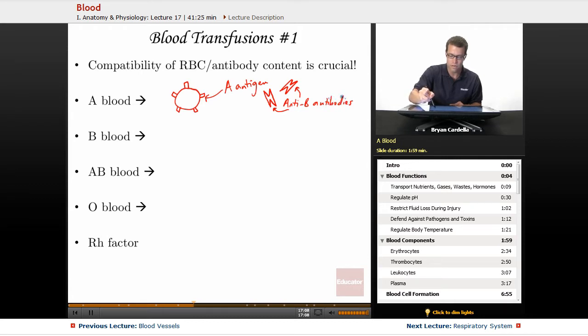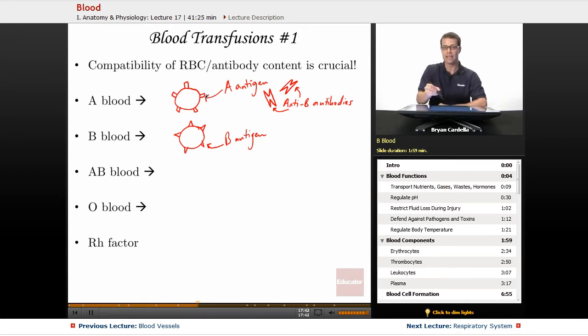And you'll see what this means in a sec, because now I'm going to show you what's on the surface of B blood cells. By the way, there would be a lot more antigens than what I'm drawing, but I can't draw that in this particular instance. I'm just keeping it simple. So this is actually a B antigen, a different shape, different conformation, different molecular shape than this particular antigen here.